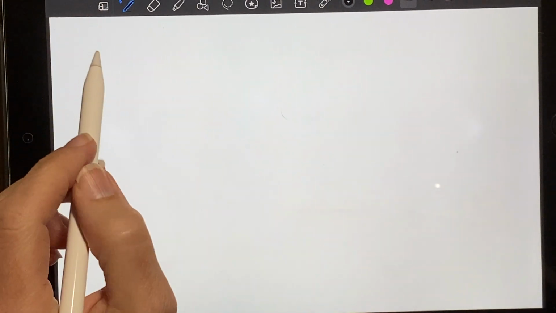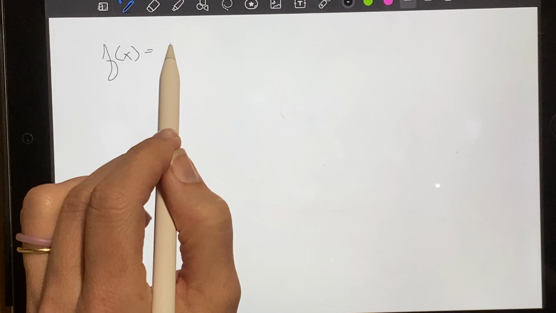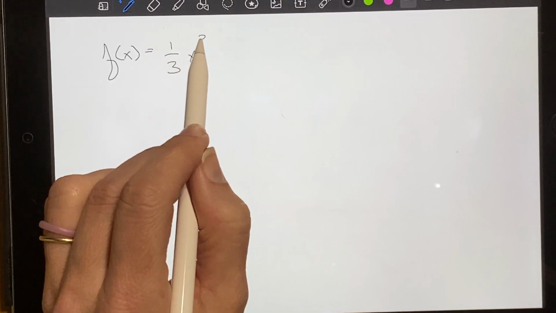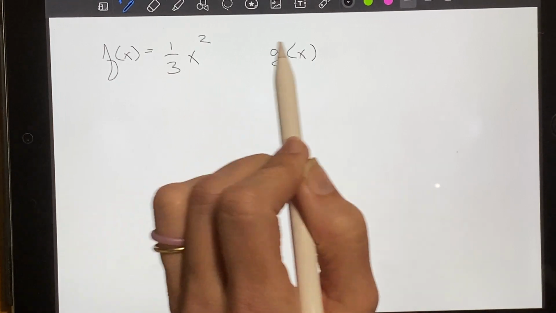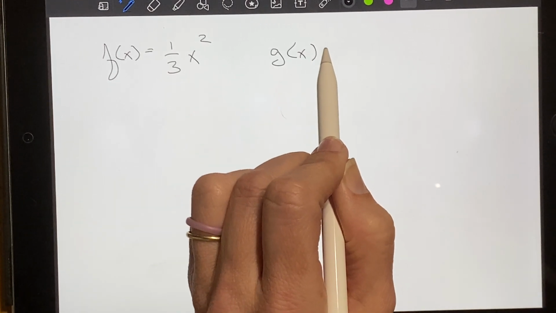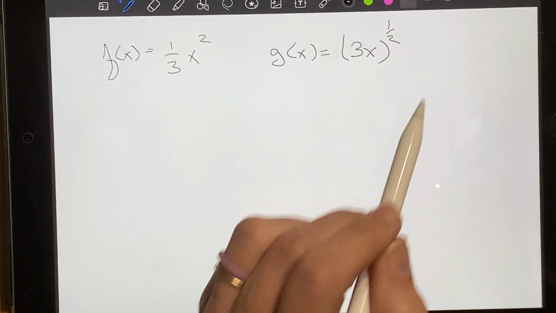The same is going to go for, let's do number 30. And this is why it's important to have all of our exponent rules memorized. We've got f of x is 1/3 x squared, and g of x equals 3x to the 1/2.